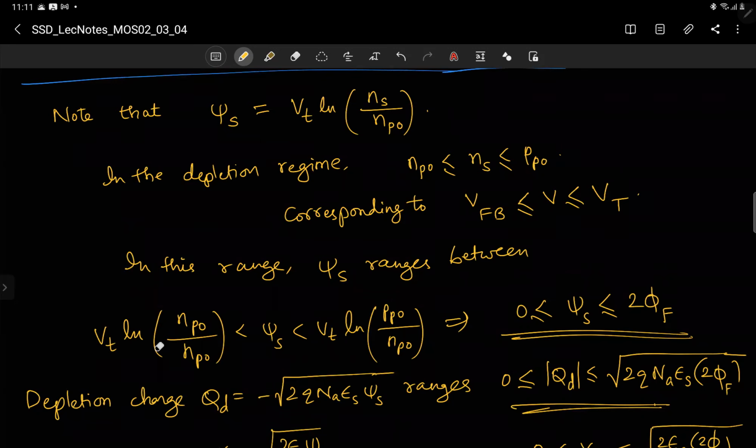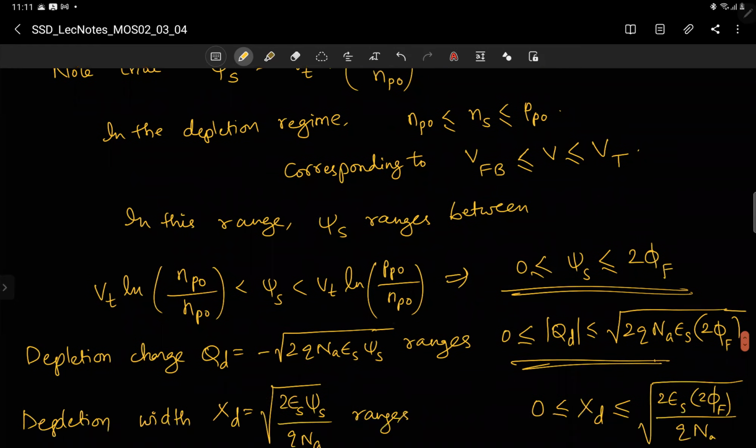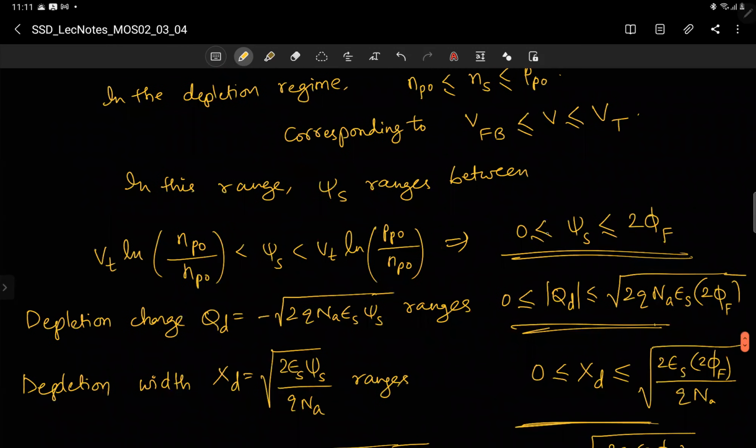Here np0 by np0, ln 1 is 0. So the right hand side we identify as 2 phi f. So Ψs ranges from 0 to 2 phi f in the depletion regime. This potential is also called the surface potential. Ψs is also called surface potential. Instead of saying all the time the drop across the semiconductor, or potential difference across the semiconductor, it's a single word, surface potential.